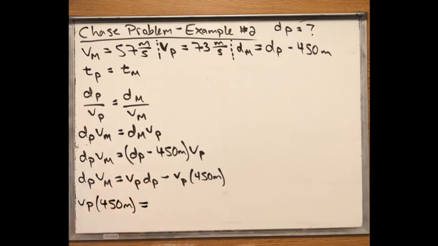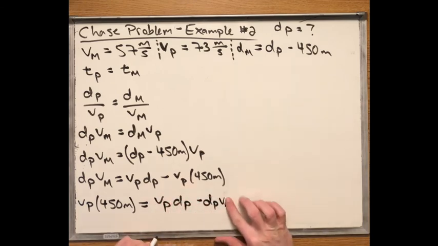And since I'm going to subtract the dPVM term over to the right-hand side, I'm just going to leave this on the left-hand side alone. On the right-hand side, I'm going to have VP dP, and then I'm subtracting that over, so that would be minus dPVM. Let me make that uppercase so it doesn't look like a meter.